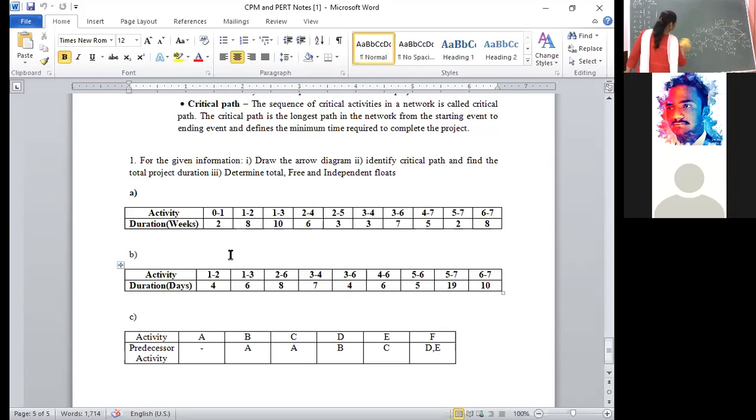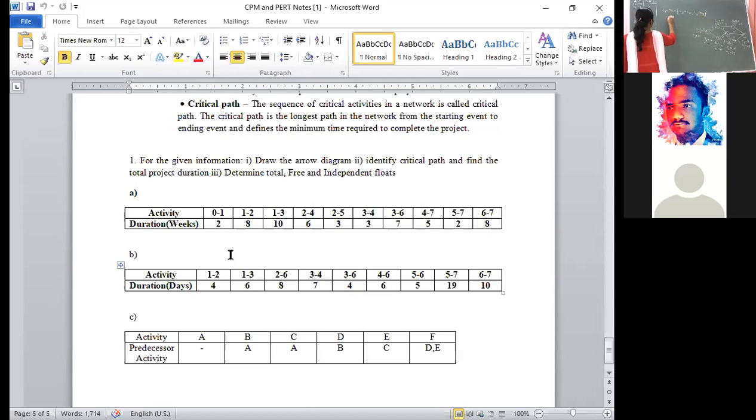Then calculate L1. We need to calculate L1. That means for 1 it is coming from 2 as well as from 3. Then again 2 activities. That's why L1 is equal to the minimum of L2 minus T12, comma, L3 minus T13.